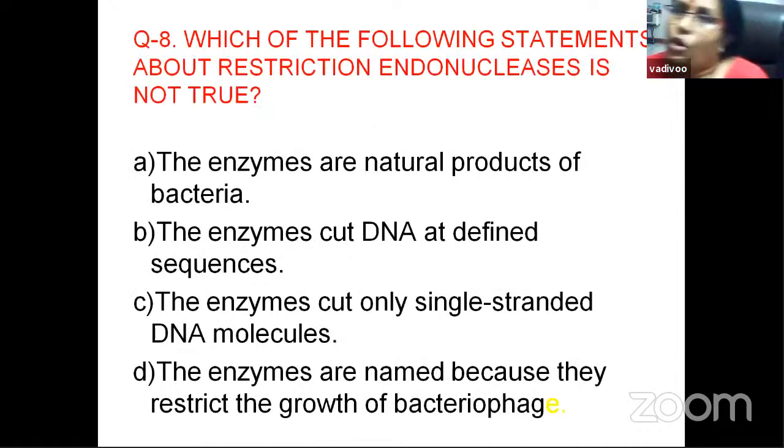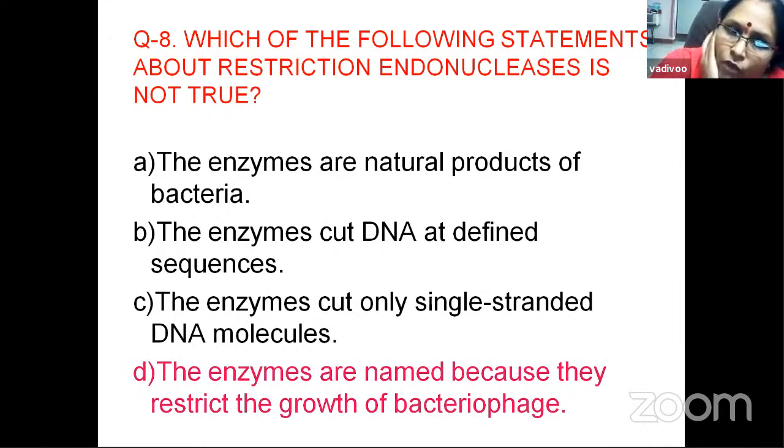So which of the following statements about restriction endonucleases is not true? The enzymes are natural products of bacteria. The enzymes cut DNA at defined sequences. The enzymes cut only single-stranded DNA molecules. The enzymes are named because they restrict the growth of bacteriophage. So which is the not true one among the choices? The fourth choice, the enzymes are named because they restrict the growth of bacteriophage, is the wrong choice. All the other choices are correct.